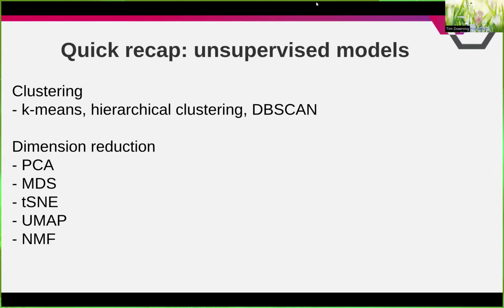We talked about clustering before, and standard methods would be k-means clustering, hierarchical clustering, and DBSCAN. We also talked about dimension reduction, which would include methods like PCA, MDS, t-SNE, UMAP, and to an extent NMF, which is non-negative matrix factorization, which is useful in biology because it works with positive samples that are non-zero.